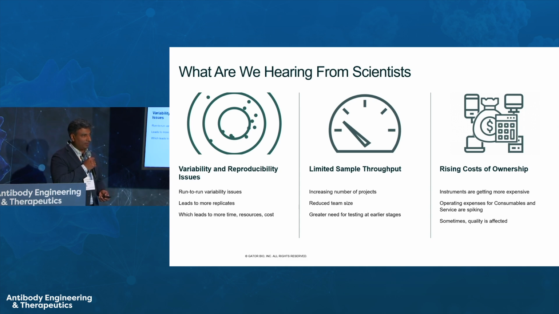So often we hear issues, in general, across multiple platforms, with variability and reproducibility. Issues can slow down the workflow, require repeat of experiments, and increase cost. Limitations in sample throughput often come into play because of the lack of flexibility of systems when you want to do different types of experiments in your workflow. And then overall, there's just a rising cost with respect to instrumentation and consumables and services.